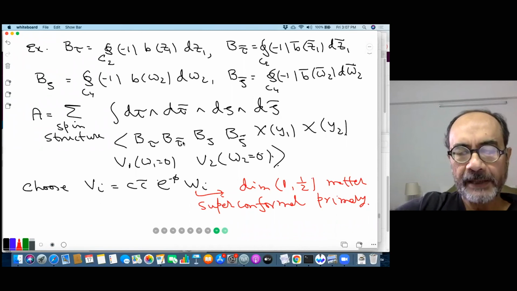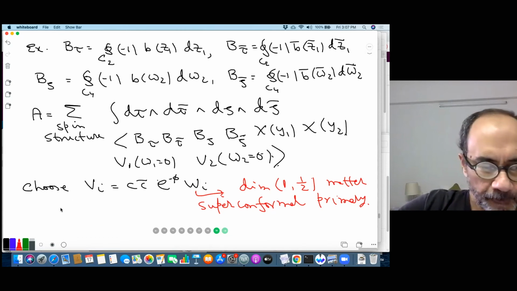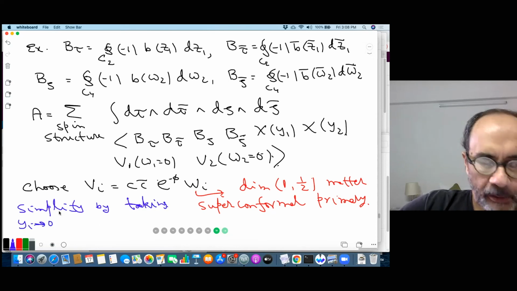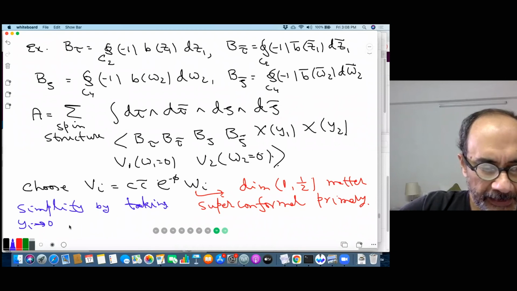Okay, so this one in fact can be simplified further in many ways. For example, simplify by taking yi to 0. We can put the PCOs on top of the vertex operators. And here is an exercise.